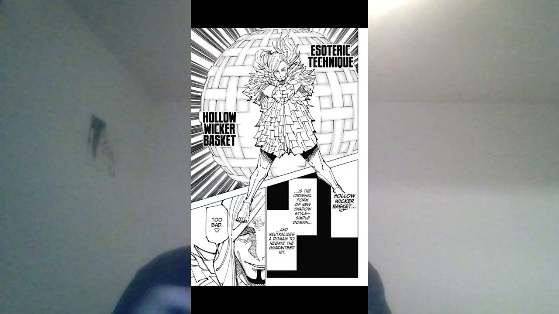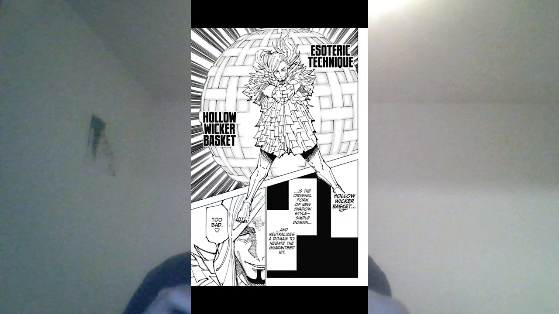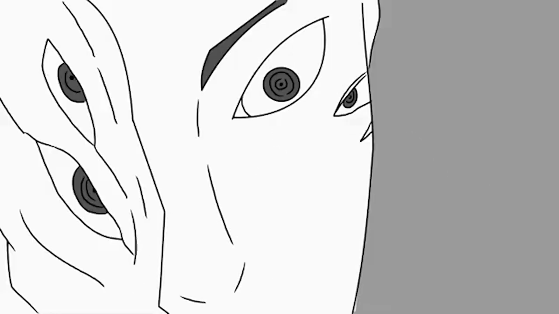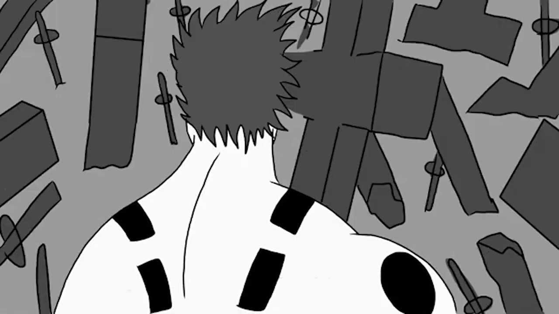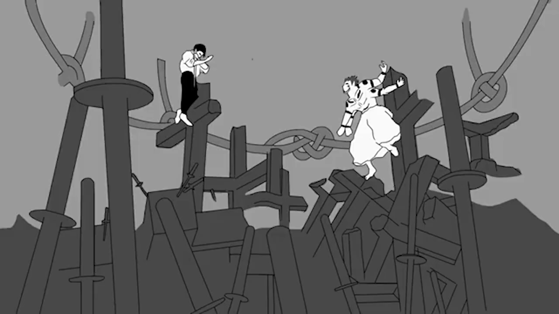So Hollow Wicker Basket is the original Simple Domain. It's the basis for all Simple Domain things that are going to be explained here. So it's the first way of countering a domain's hit effect. It's created specifically for sorcerers unable to expand their own domain and force a clash of domains. Hollow Wicker Basket is basically the prototype of Simple Domain. Its main function is to counter domain expansions only. Hollow Wicker Basket basically neutralizes the barrier of a domain in order to negate the guaranteed hit effect.